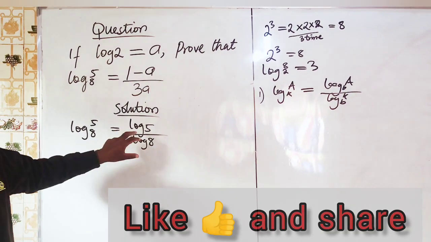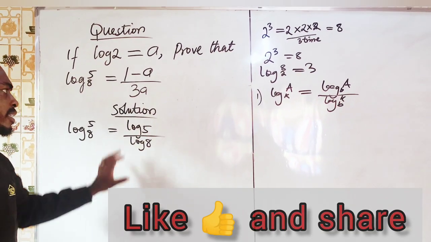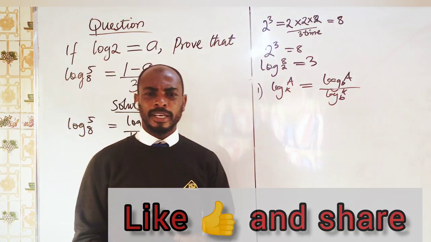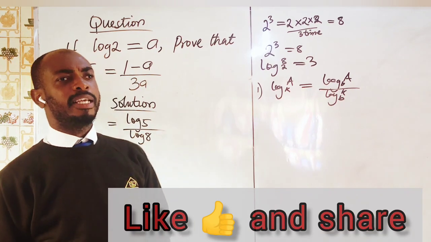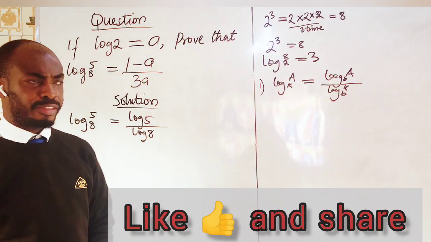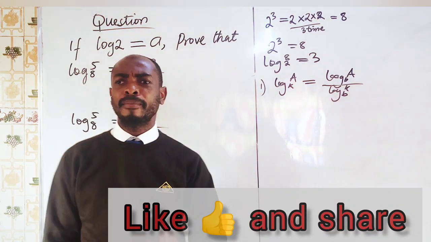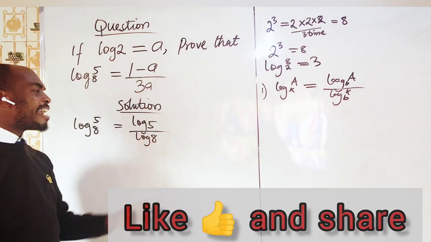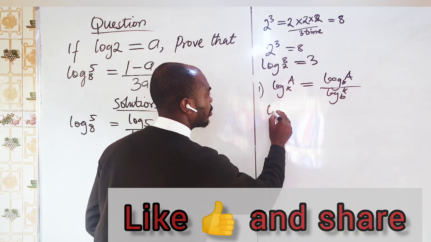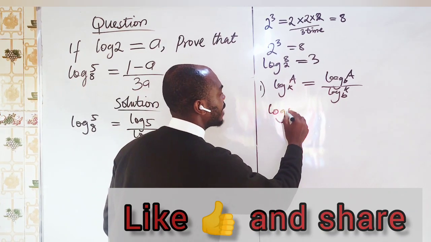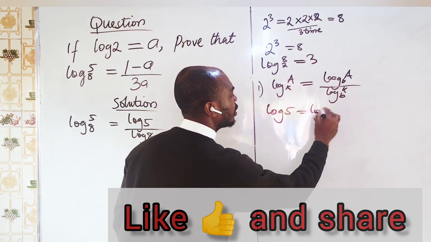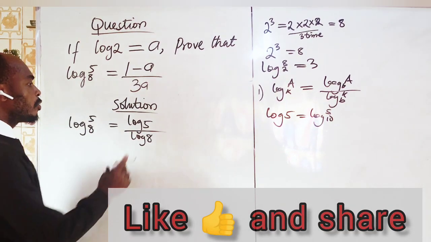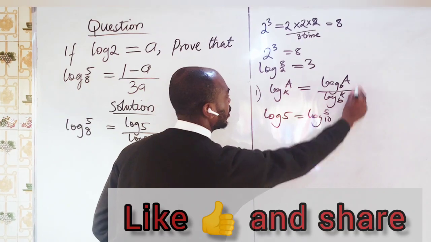We might wonder why I have not used the base here. Anytime you see a logarithm written without the base, that means the base is 10. It is called common logarithm. Please don't forget the name, common logarithm. So this means log 5 base 10. Log 5 is the same thing as saying log 5 base 10. So we are done using the first law.